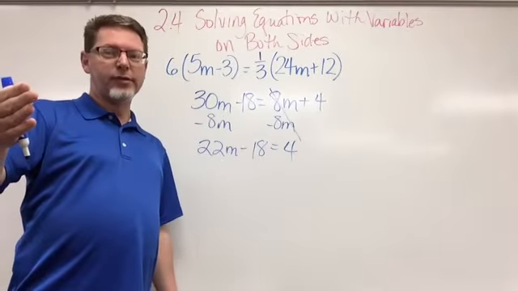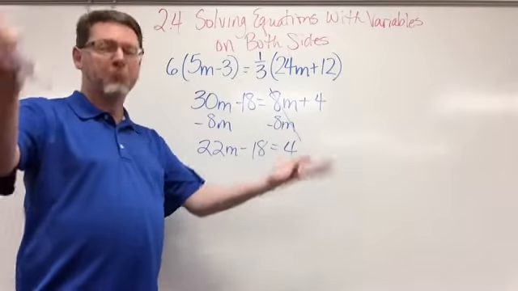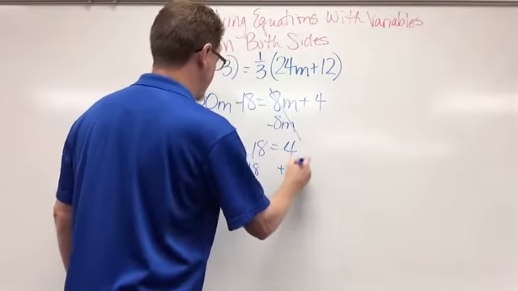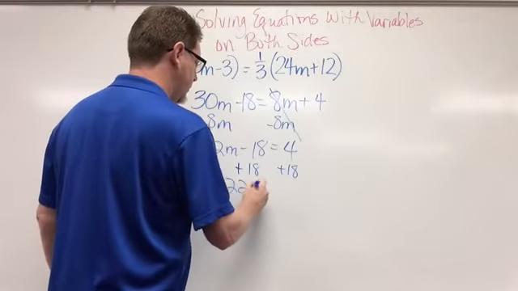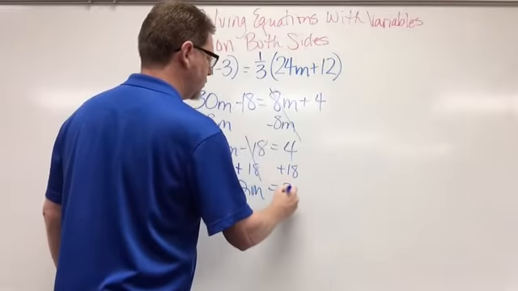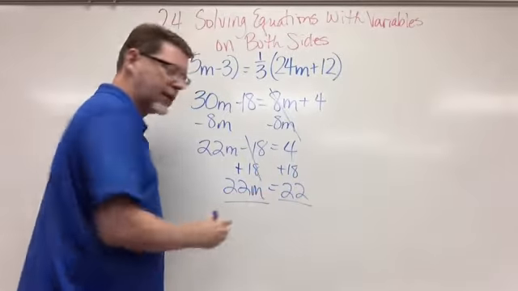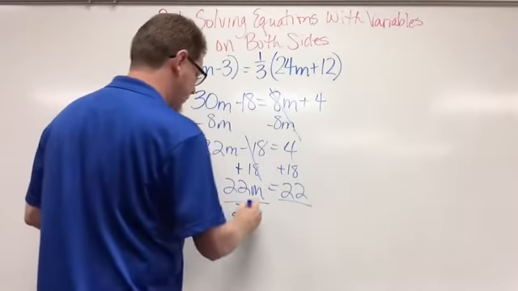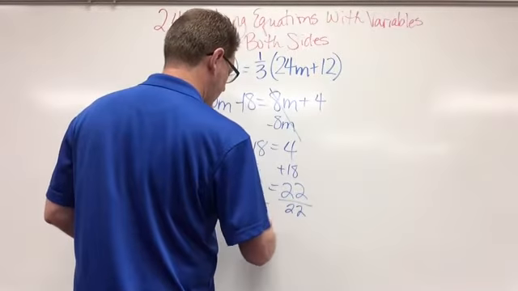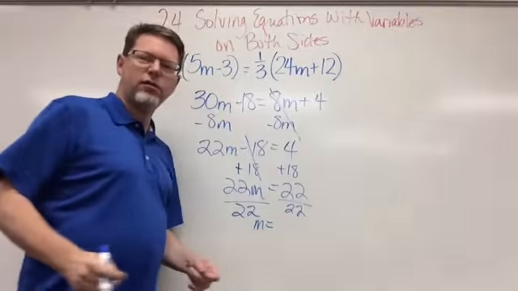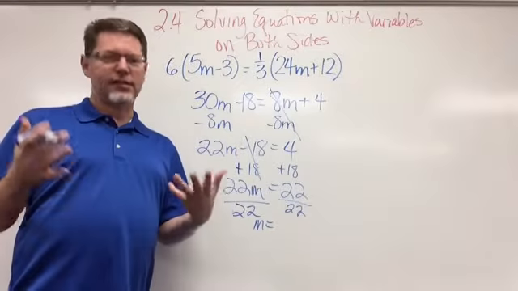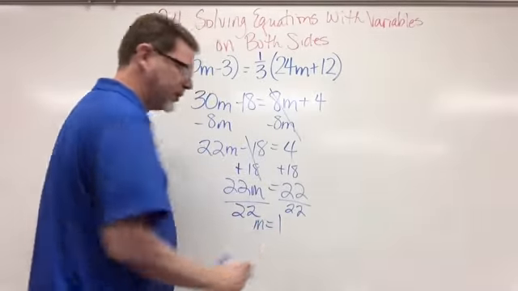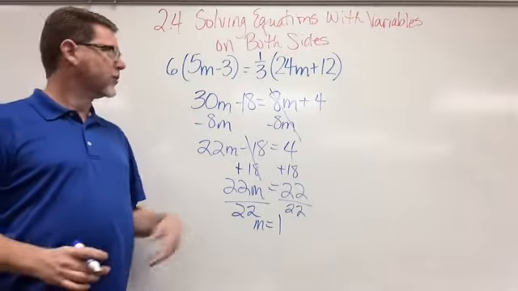And now what do I have to do to both sides? Exactly, add 18. So 22m equals 22. And now what do I do to both sides? Hint, hint. Divide by 22, yes. M equals 22 divided by 22 is not 0. 22 divided by 22 is 1. So the answer is m equals 1.